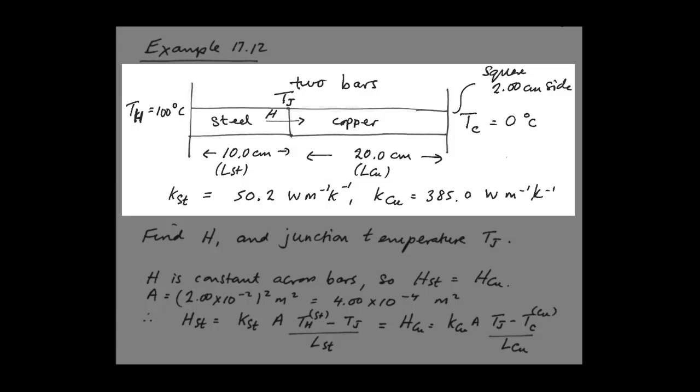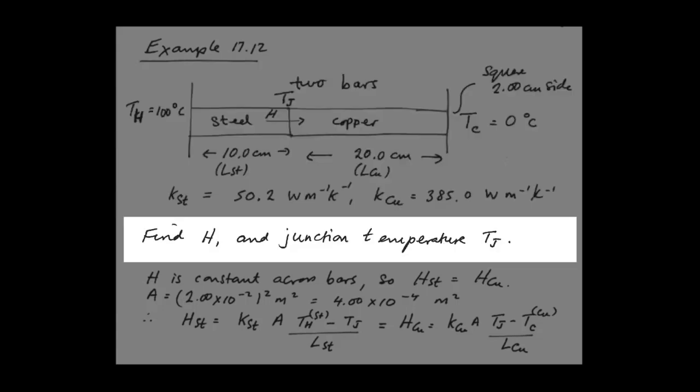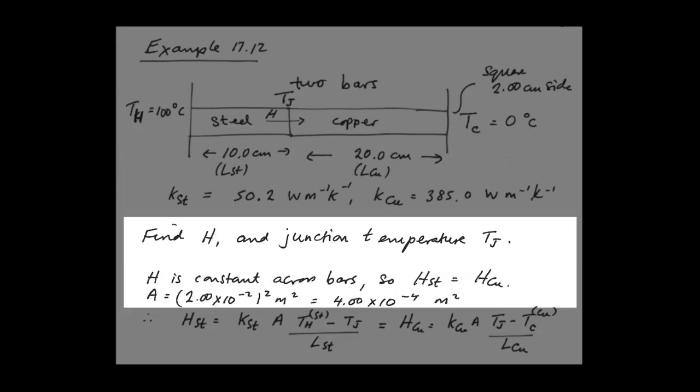In cross-section, the bars are a square with one side 2 centimeters. The thermal conductivity of steel is 50.2 watts per meter per Kelvin and of copper 385 watts per meter per Kelvin. We are asked to find H, the heat conduction current, and the junction temperature T_J. H is constant across the bars. It flows from the left of the steel bar and through into the copper, keeping the same heat conduction current all the way through to the right-hand side.